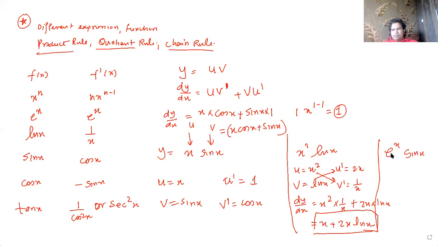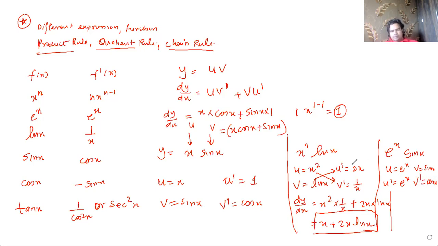Now the third one is e to the power x sine x. When you have e to the power x sine x, let's say u is e to the power x and v is sine x. So u dash will become e to the power x as it is, and v dash is cos x.